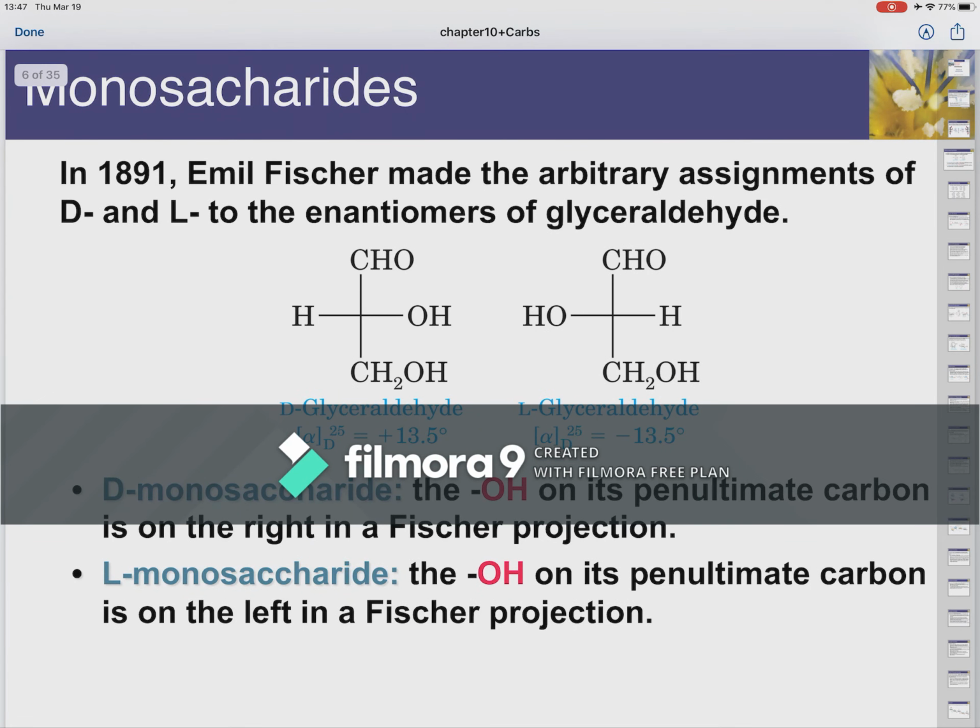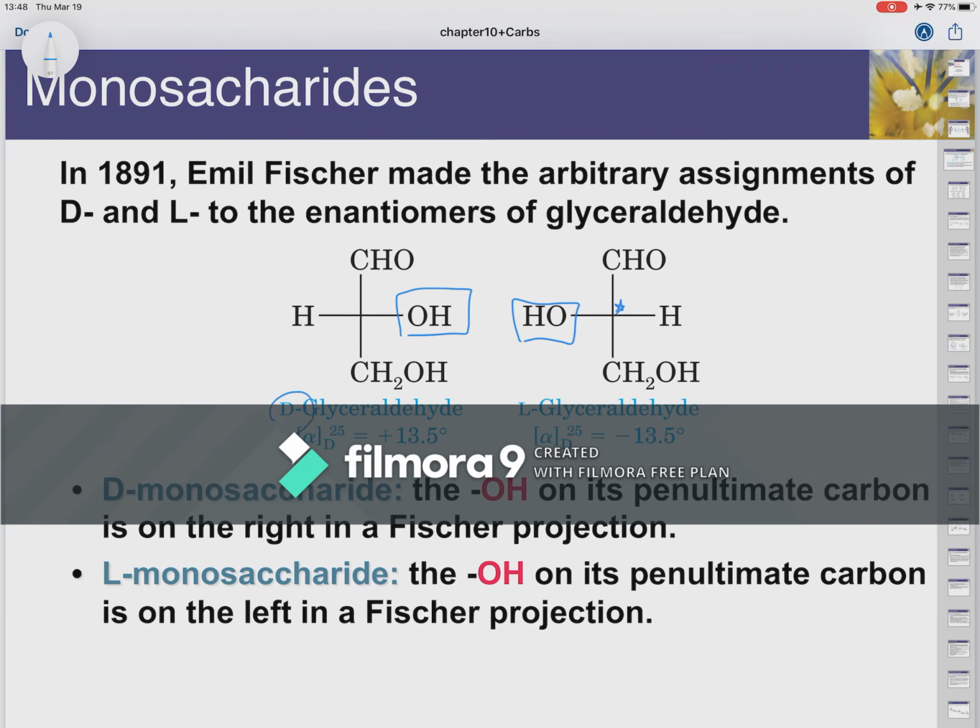Monosaccharides. A monosaccharide can't be hydrolyzed into smaller monosaccharides, so it's the smallest carbohydrate you can get. You're going to see that we can link them together to make disaccharides, to make polysaccharides. So monosaccharides are simple sugars. And again, here we're looking at 2 isomers of glyceraldehyde. This is the L isomer because on this carbon, the OH is on the left, and in this one, it's on the right, so it gets the D isomer.